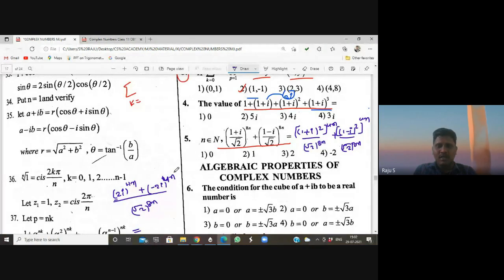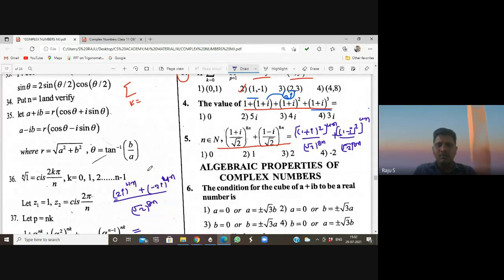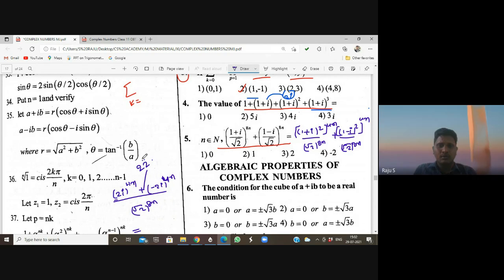So if you take 2i common, we don't get 0 here. We can put 2i by root 2, the whole power n times, and 2 power 4n into i to the power of 4n.